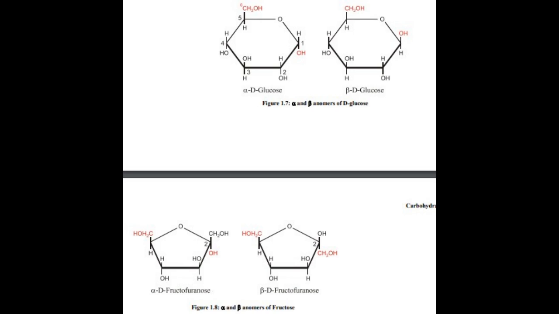Anomers are cyclic sugars that differ only in position of substituents at the hemiacetal carbon. The alpha form has the OH group on the opposite side from the CH2OH. The beta form has the OH group on the same side as the CH2OH group, as is evident in figures 1.6 and 1.7. Glucose in its pyranose form is called alpha-D-glucopyranose. Fructose in its furanose form is called alpha-D-fructofuranose as shown in figure 1.8. Figure 1.7, alpha and beta anomers of D-glucose. Figure 1.8, alpha and beta anomers of fructose.